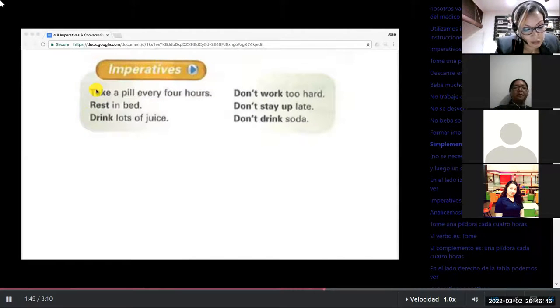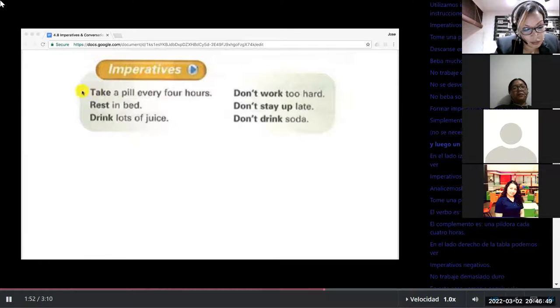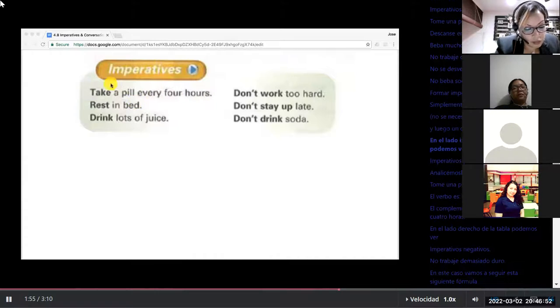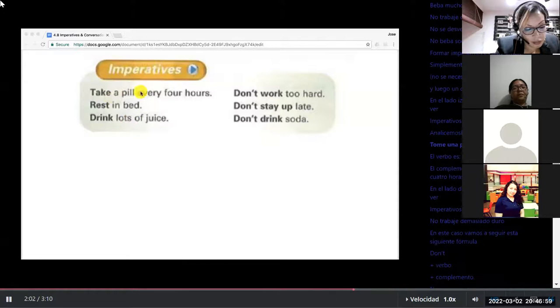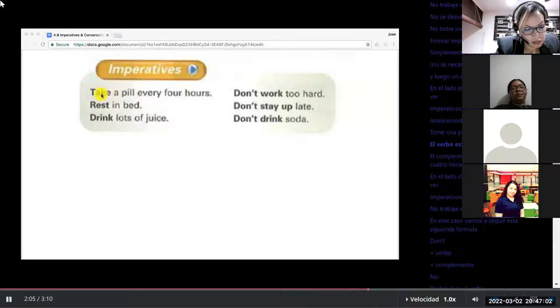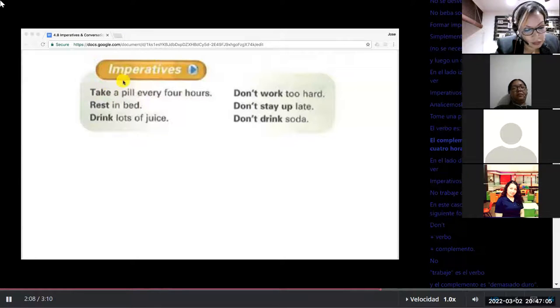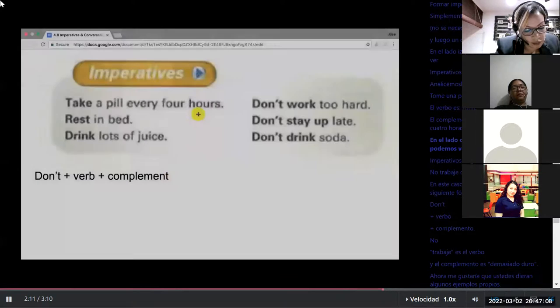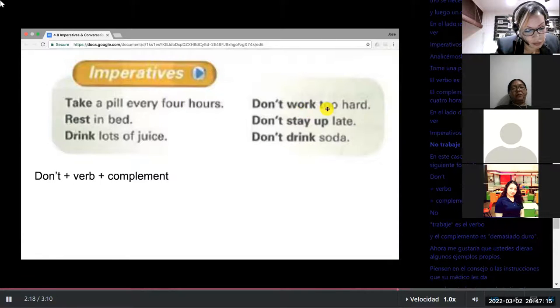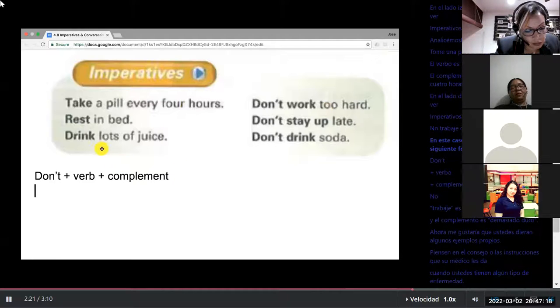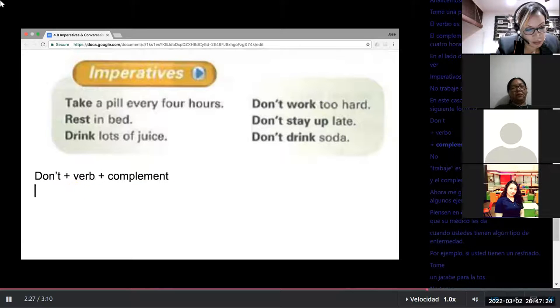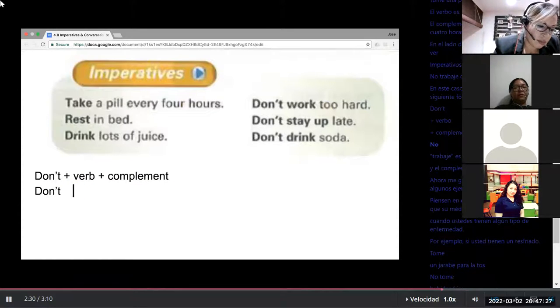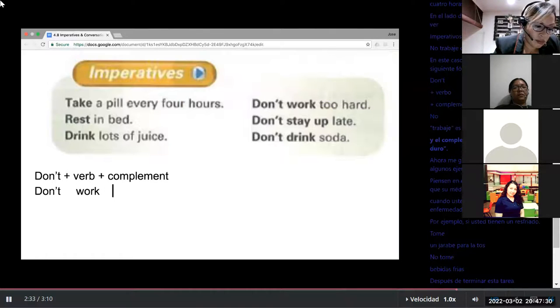Just add the verb. No subject is necessary. Then a complement. On the left-hand side of the chart, we can see positive imperatives. Let's analyze them. Take a pill every 4 hours. The verb is take. The complement is a pill every 4 hours. On the right-hand side of the chart, you can see negative imperatives. Don't work too hard. In this case, we're going to follow this next formula. Don't plus verb plus complement. Don't work is the verb and the complement too hard.